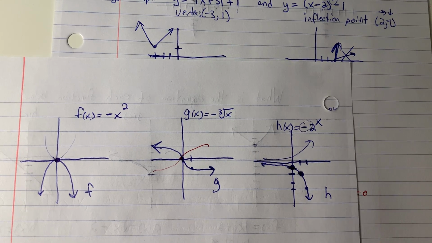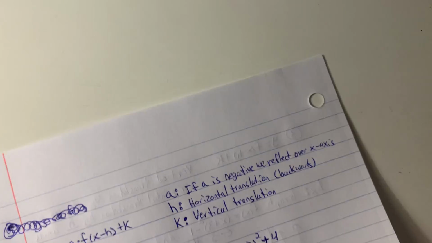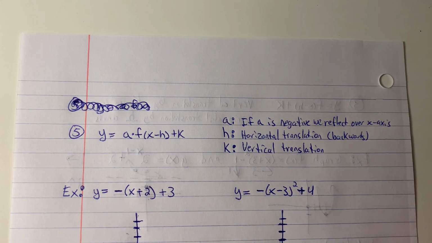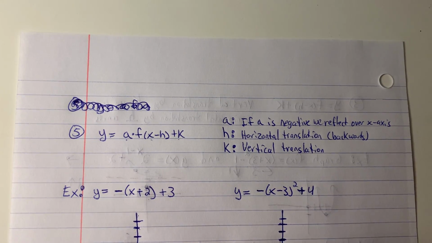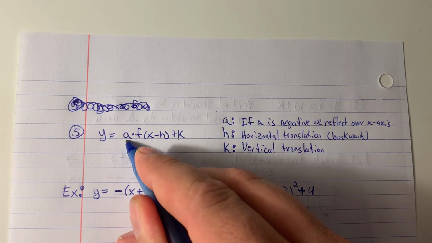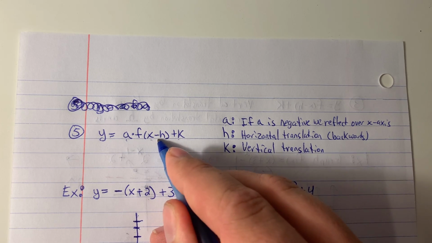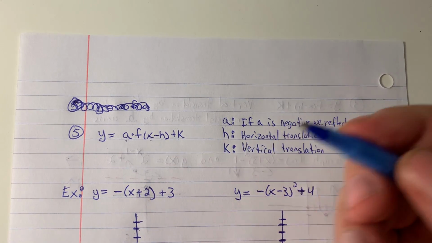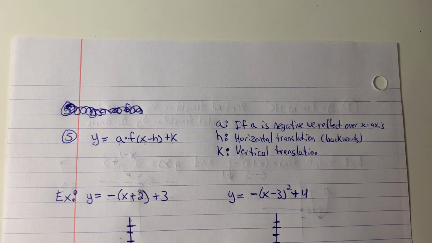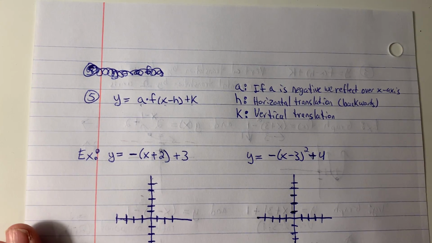All right, let's put this all together. Our last thing, and I know we're all getting tired because we made a ton of graphs here and we're almost done. Our last thing is putting it all together. If we have a number in front times f of x minus h plus k, if this number in front is negative, it will reflect over the x-axis. If we have a number inside of the function, that will make a horizontal shift left or right. And if we have a number adding on or subtracting in front, that will be a vertical shift up or down.